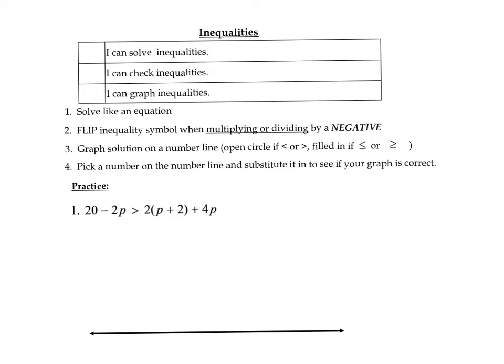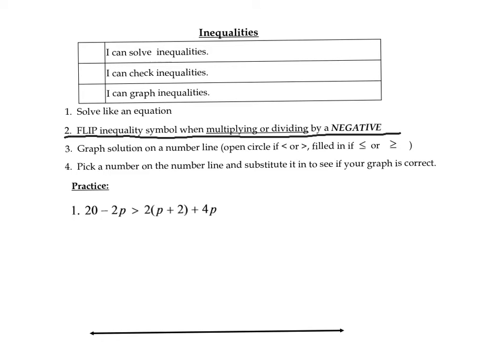Step number 2, I think it's the most important step, so I want to highlight this. Step 2: flip the inequality symbol when multiplying or dividing by a negative number. That's the most important step. Step 3, graph the solution, and we have to remember it's an open circle for less than or greater than, and a filled circle, or you can also call this a solid circle, for less than or equal to or greater than or equal to. And step 4, pick a number and make sure that you shade the appropriate side.